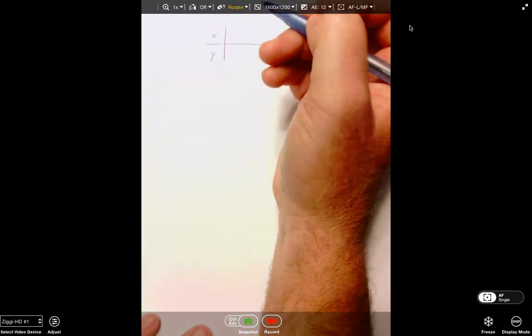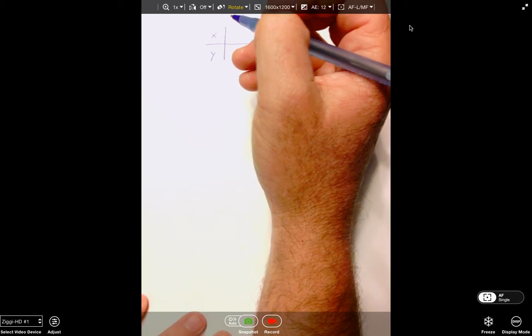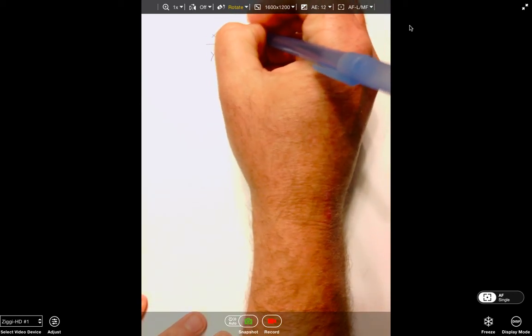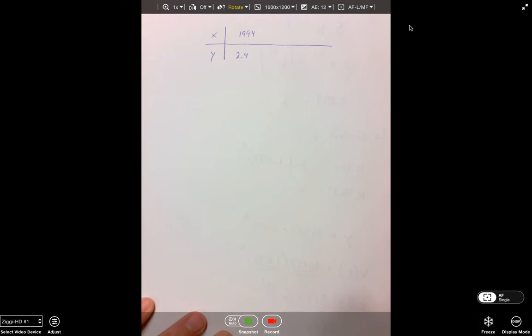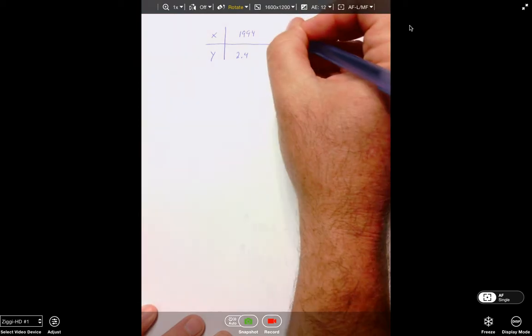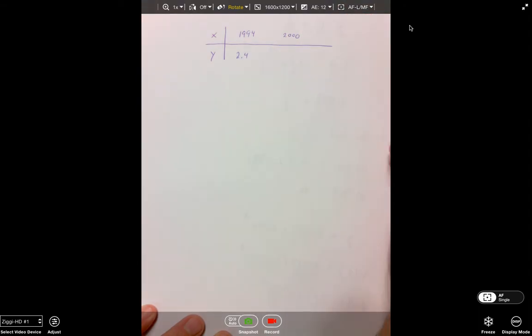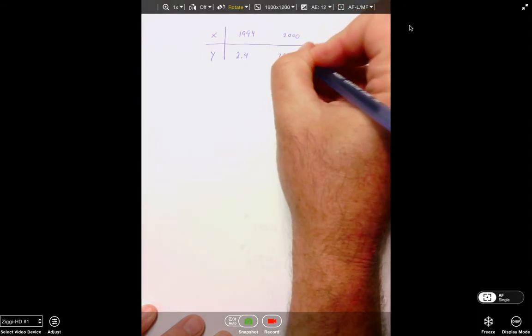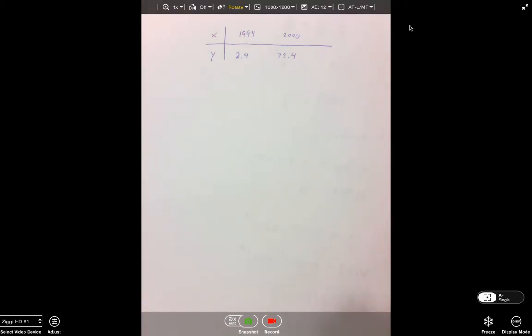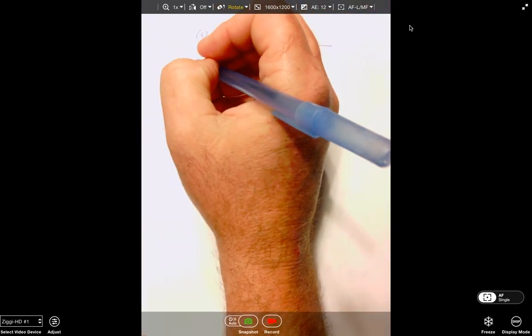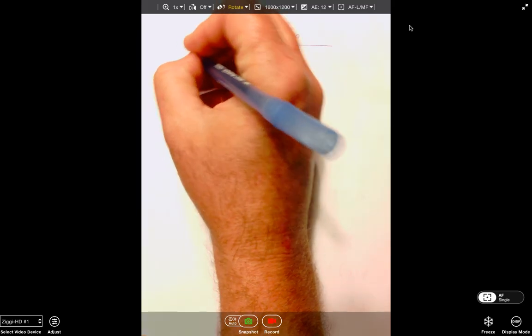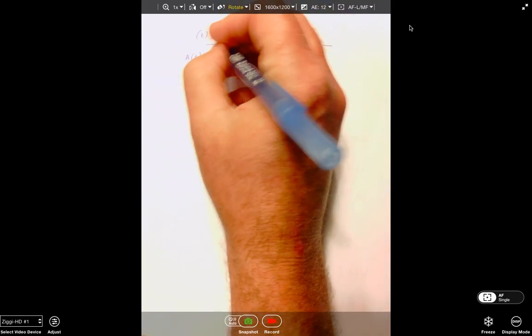XY, and let's say that in the year 1994 we have something, whatever we're measuring, was 2.4, and let's say in 2000 that we know it's 72.4. Now, what I would do here is think about this as time, and I don't know what this stands for, but this is some sort of amount as a function of time.